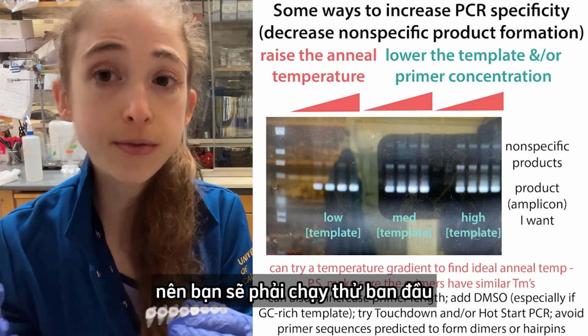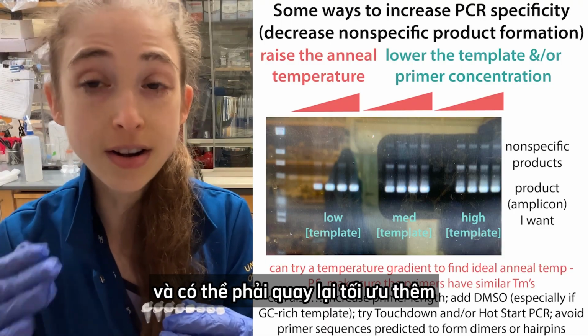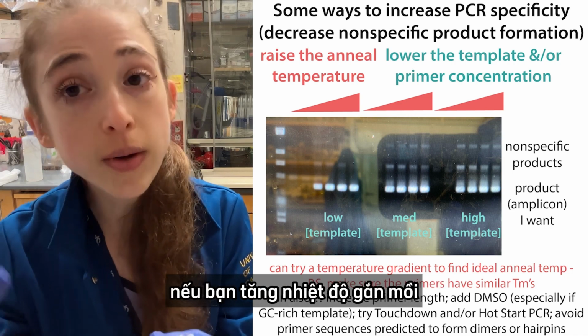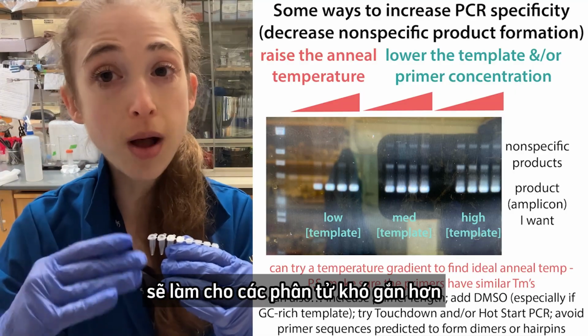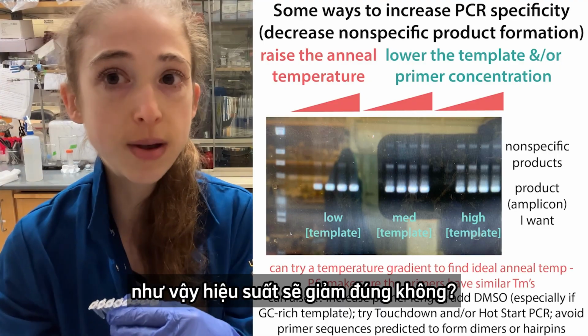So you set it for something in your initial run, and then you might have to go back and optimize it afterwards. Now think about what's going to happen if you increase the annealing temperature. You're going to make it harder for the molecules, the primers, to stay bound. And you might think, okay, well, that's going to reduce my efficiency, right?